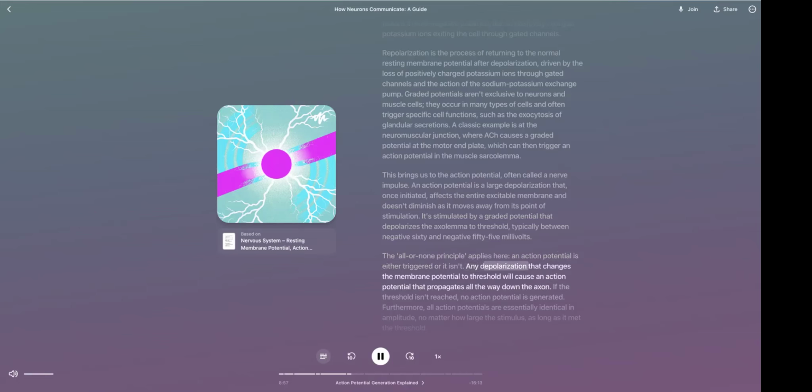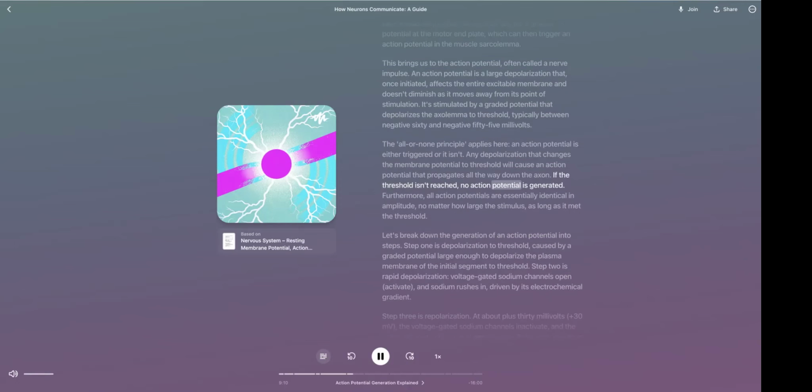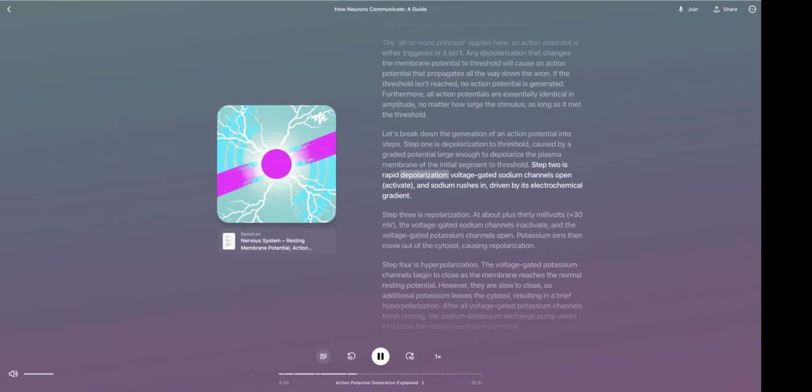Any depolarization that changes the membrane potential to threshold will cause an action potential that propagates all the way down the axon. If the threshold isn't reached, no action potential is generated. Furthermore, all action potentials are essentially identical in amplitude, no matter how large the stimulus, as long as it met the threshold. Let's break down the generation of an action potential into steps. Step 1 is depolarization to threshold, caused by a graded potential large enough to depolarize the plasma membrane of the initial segment to threshold.